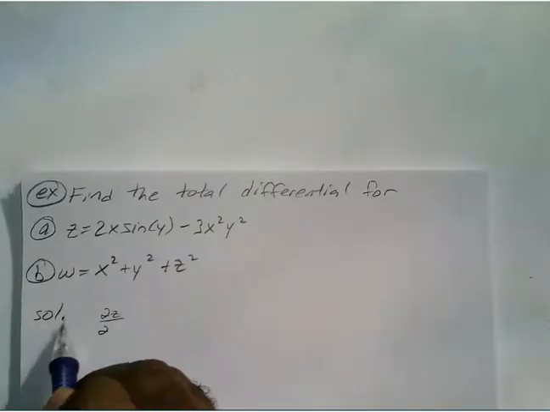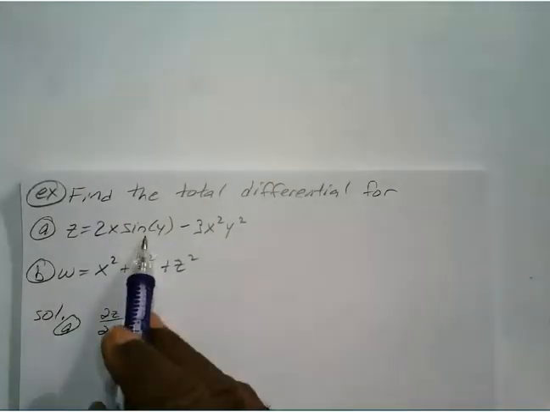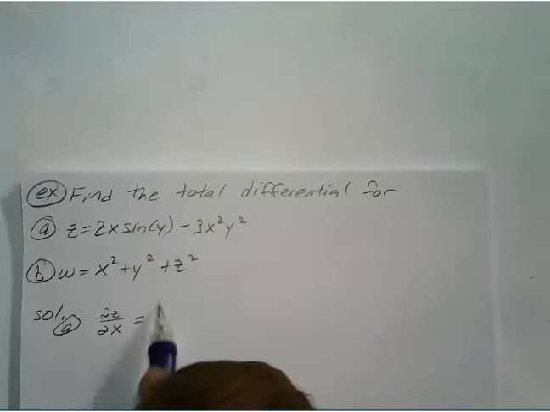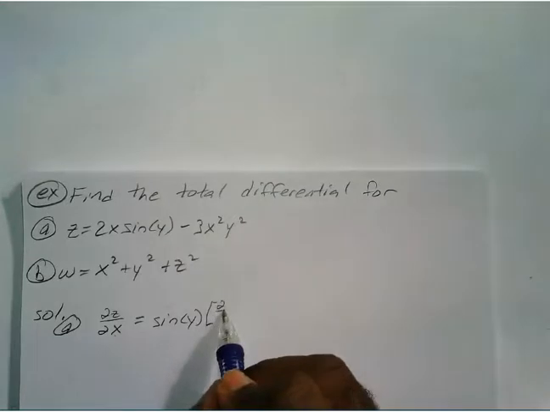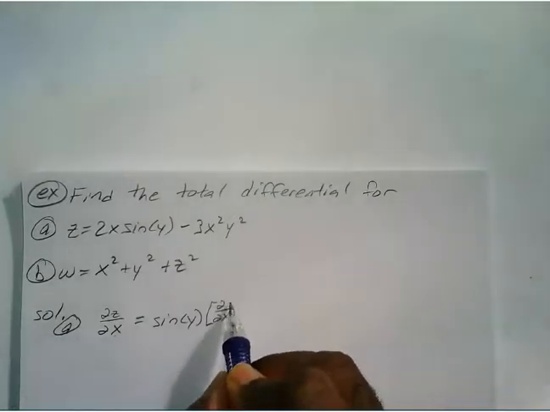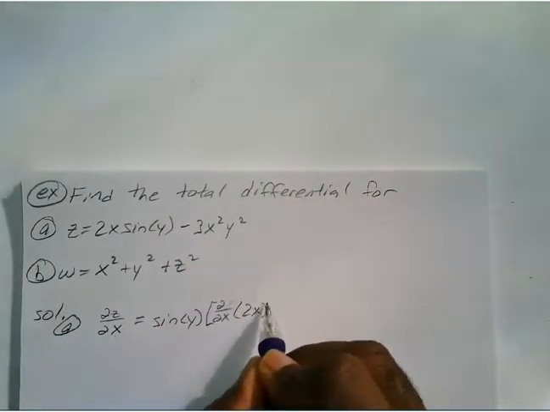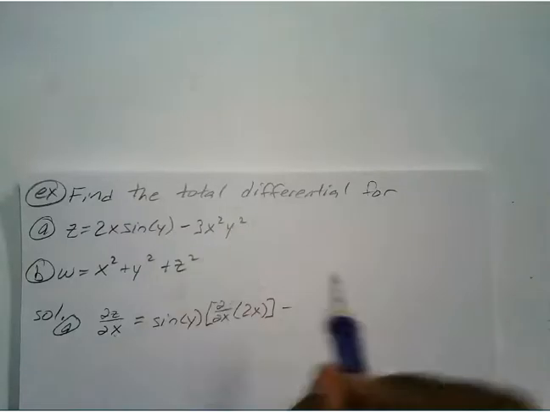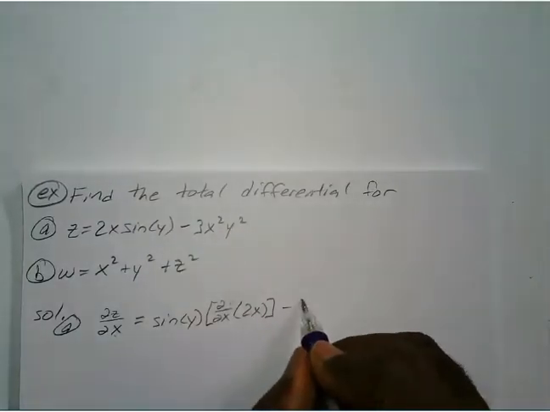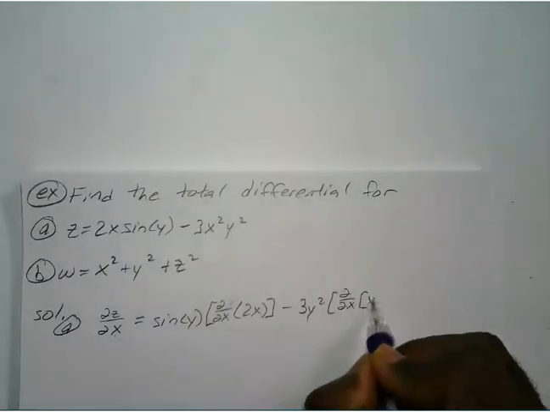partial z, problem A, find the first derivatives for x and y. Partial z with respect to x is equal to, of course, sine of y is considered a constant, so that would move to the front there. There is partial with respect to x of 2x minus, this is with respect to x, so the y squared is considered a constant, so you have 3y squared times the partial with respect to x squared.